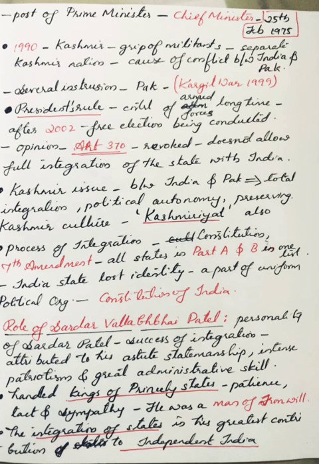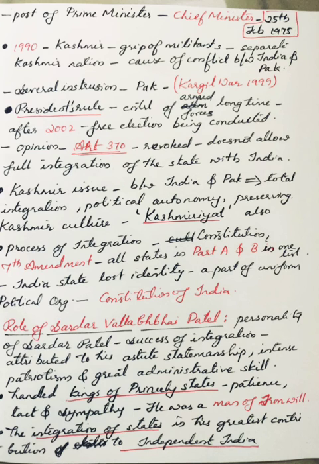The process of integration culminated in the Constitution 7th Amendment, which included all the states in Part A and B in one list. Thus, the Indian states lost their identity and became a part of one uniform political organization under the Constitution of India. Role of Sardar Vallabhbhai Patel.